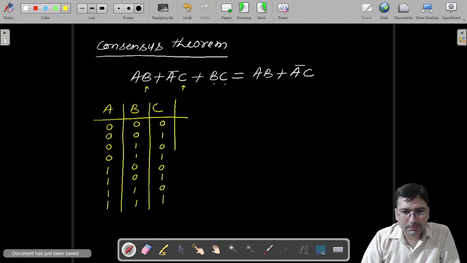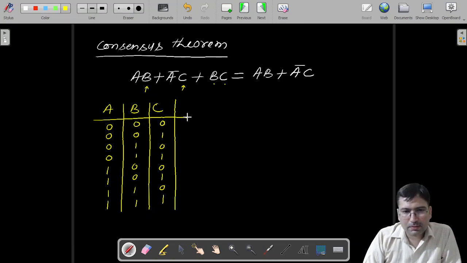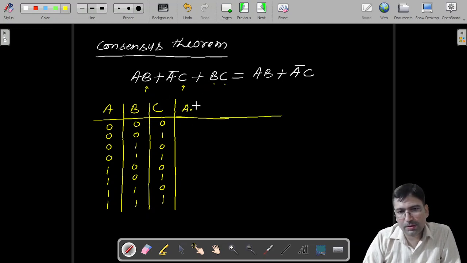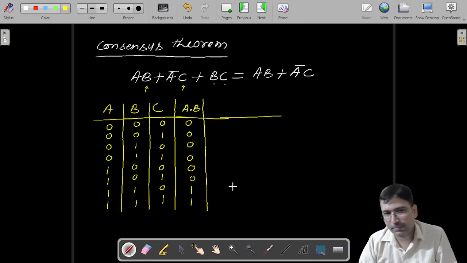Now after this, we need to find out, let's say, AB. It is easy to find out AB. AB will give us 0, then it is also 0, it is also 0, this is also 0, and this is also 0, this is also 0, and these two places are 1.